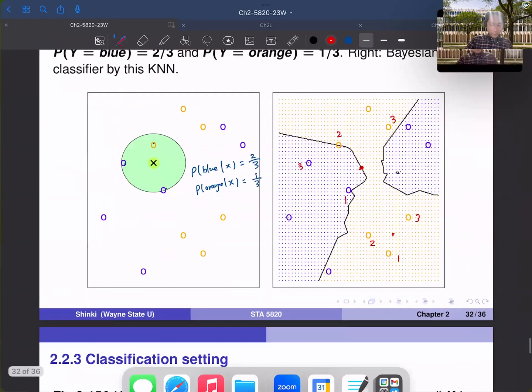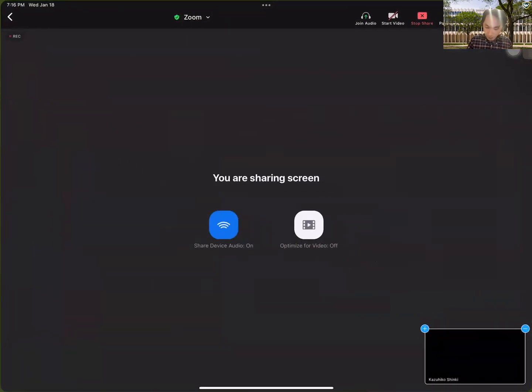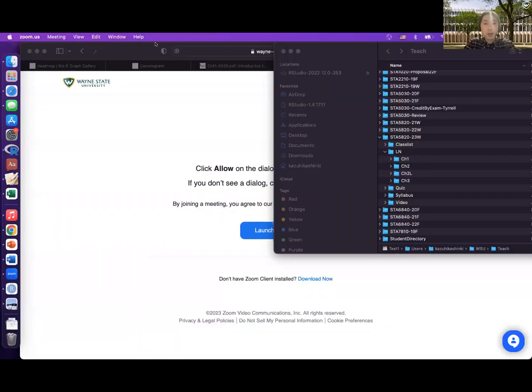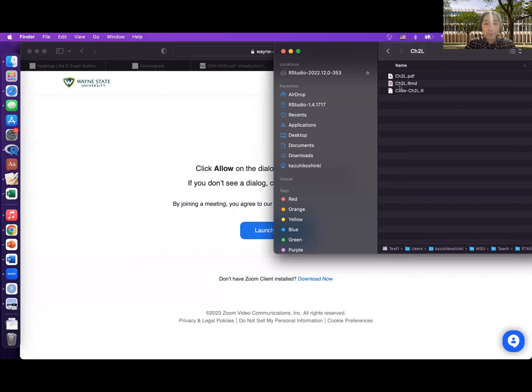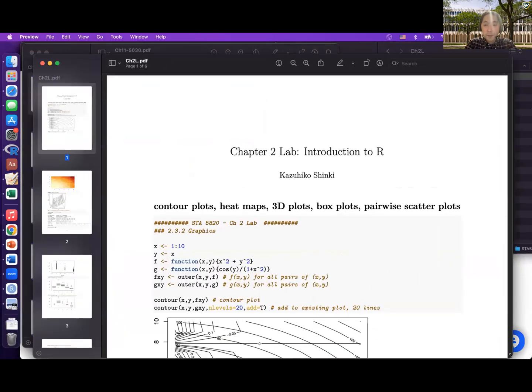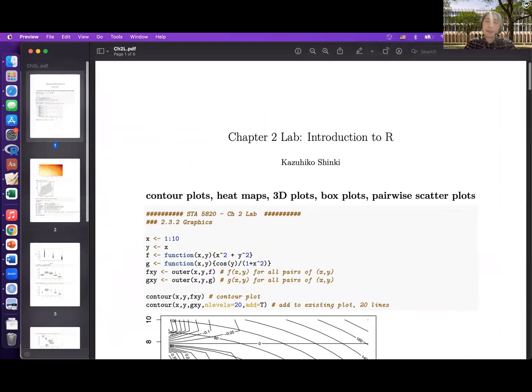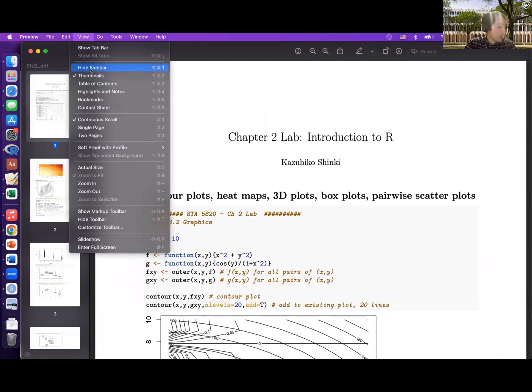Okay, so now maybe we switch to my MacBook to explain some chapter 2 lab slides. I share my screen. This is a kind of introduction to using R, but I think all of you are at least somewhat familiar with R. So I'll just discuss some graphics in R.